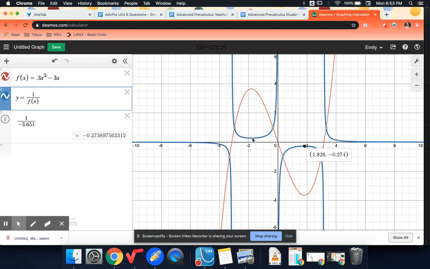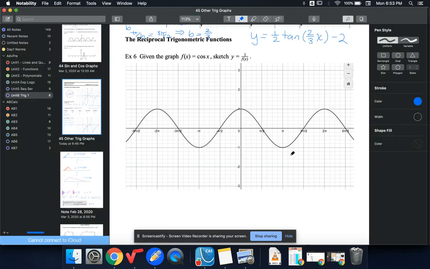So now, based on that, I would like you to pause your video and try to create this sketch on your own. What do you think it's going to look like? All right, hopefully you're back from having paused, and I hope the first thing you did was come in and draw in a bunch of asymptotes. So anywhere that cosine crosses the x-axis, I'm going to put in an asymptote because I can't divide by 0.